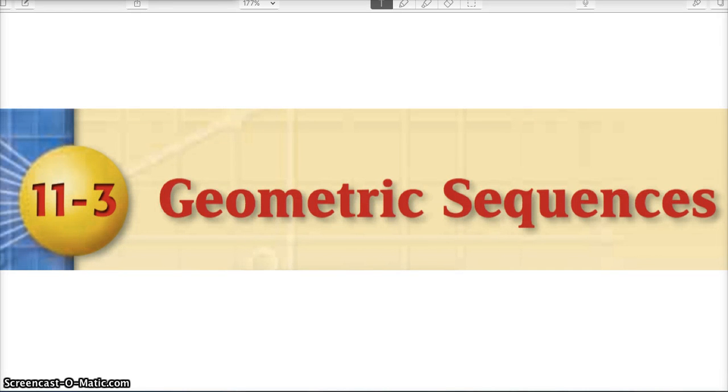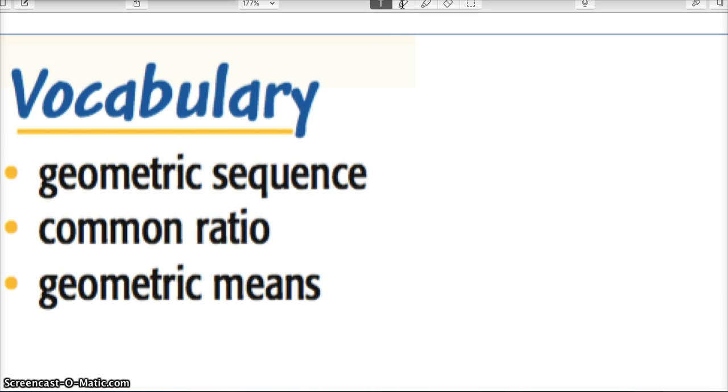Hi, Algebra 2 friends. We're going to be talking about sequences today, and the type of sequences we're going to discuss are geometric sequences in section 11.3. So geometric sequences come off like this.